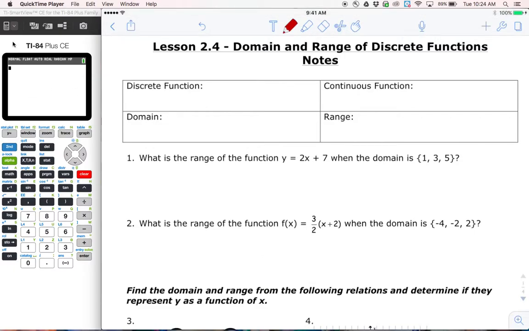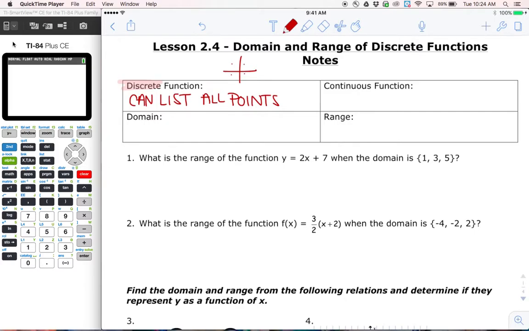All right, domain and range of discrete functions notes. So a discrete function and a continuous function are two very different things. A discrete function is a function where you can list all the points. This often looks like a scatter plot, something like this. That's a discrete function. You can list all the points.